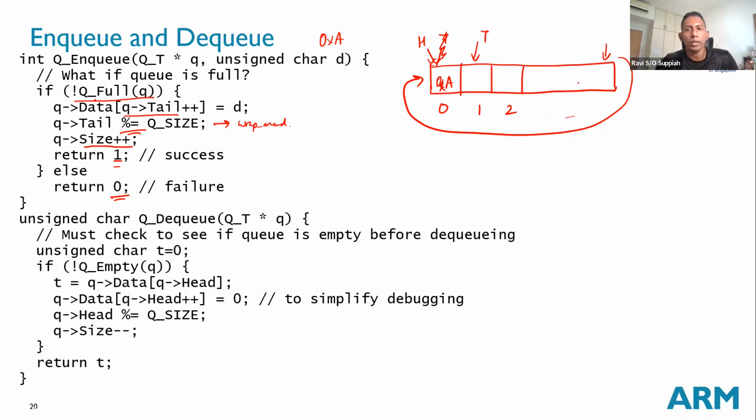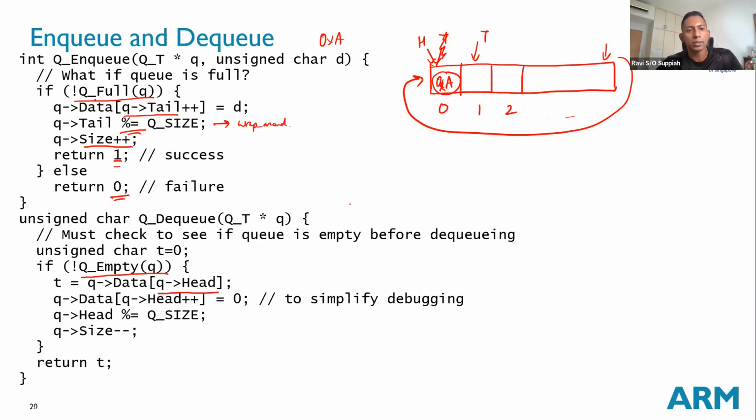Now, when I want to DQ, I will read elements from the front of the queue, that means the head. Again, I must check whether it's empty. If it's empty, there's nothing to DQ, so I will just return. But if it is not empty, that means there is some data, so I will return based on wherever the head is pointing. If the head is pointing here, then I DQ this data.